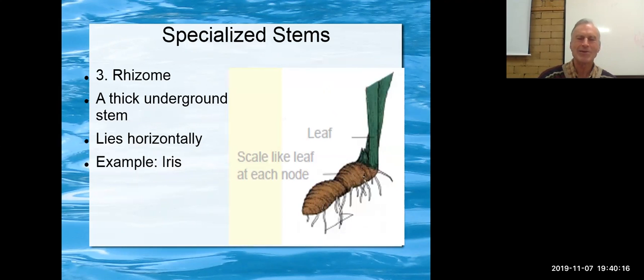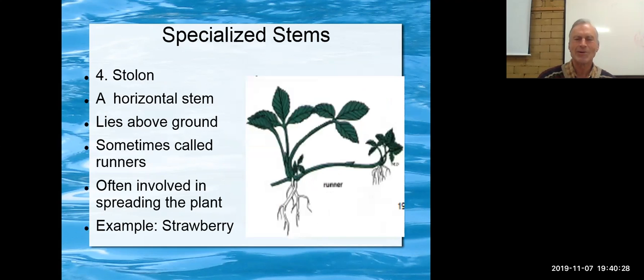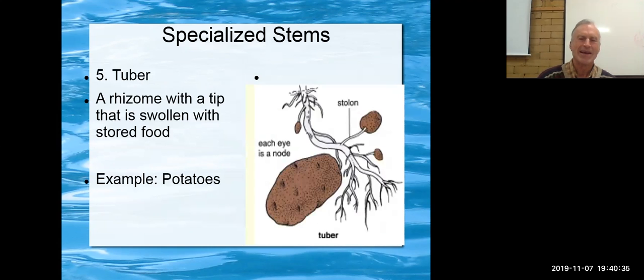And then there's the rhizome, which is underground and horizontal, like an iris or a taro. And then there's the stolon, which is horizontal but above ground. And the tuber, which is a swollen tip of an underground stem. And we don't yet know about a sweet potato.